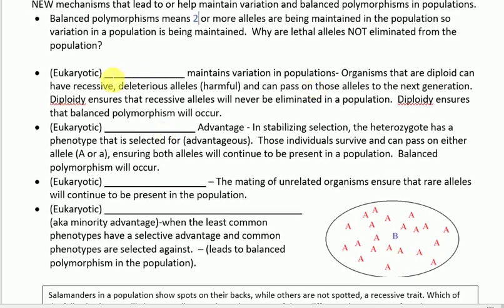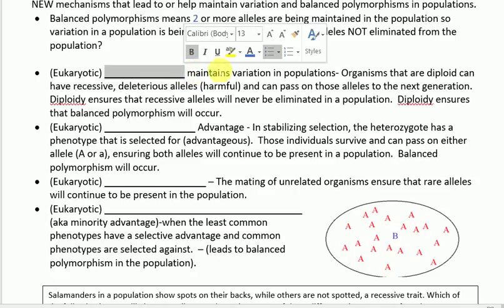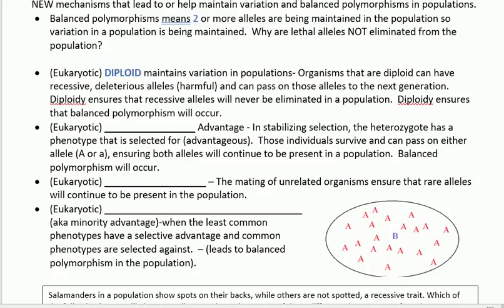So the eukaryotic, in those cells, the diploid number maintains variations in the population. Organisms that are diploid, they have a recessive allele usually, sometimes harmful, and they can pass them on to the next generation. So diploidy ensures that recessive alleles will never be eliminated in a population. It also ensures that balanced polymorphism will occur.